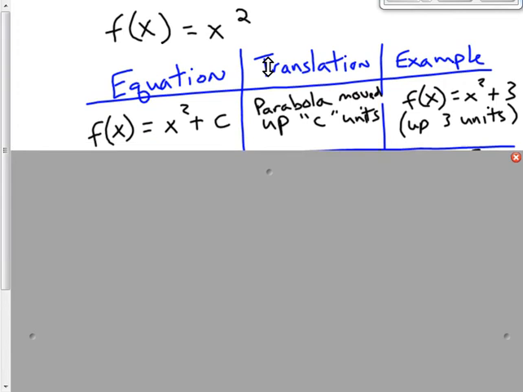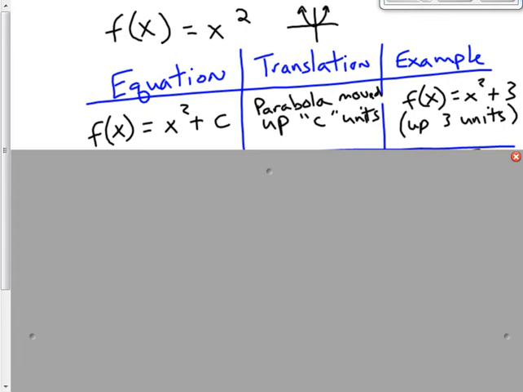Let's say that I have an equation with x squared plus some number at the end of it. It means that the parabola has moved up that many units. For example, if I've got x squared plus 3, that means I'm moving this function up 3. Now remember that this function is a u-shape, when I put it on a graph, the u-shape goes here, and the vertex is at the origin. That's an important thing for you to know.